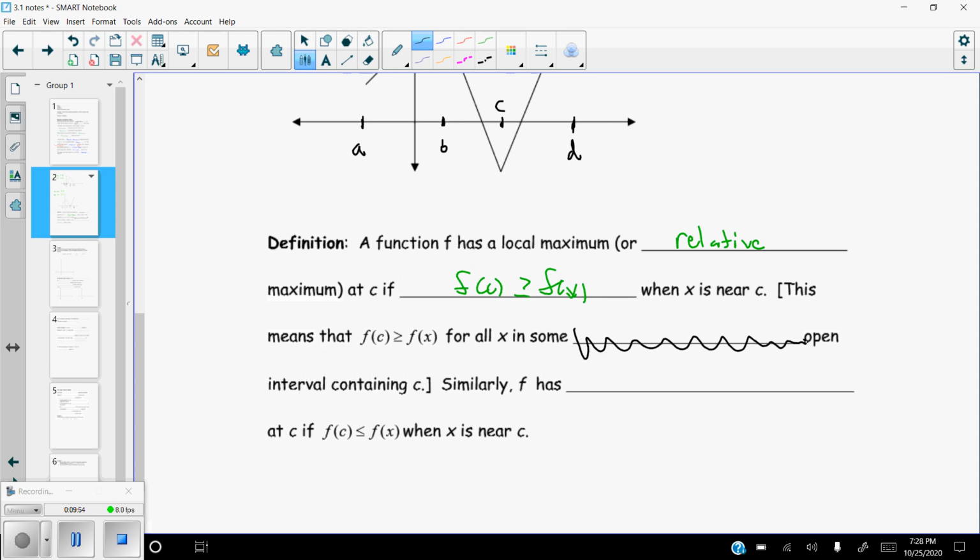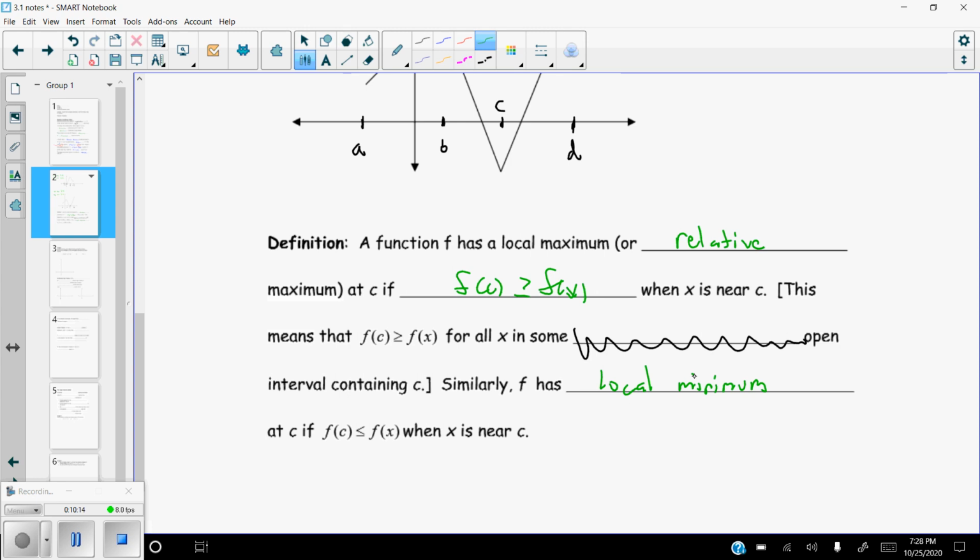Similarly, f is going to have a local minimum at c if f of c is less than or equal to f of x when x is near c.